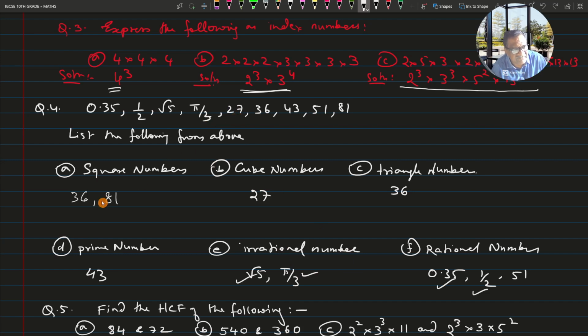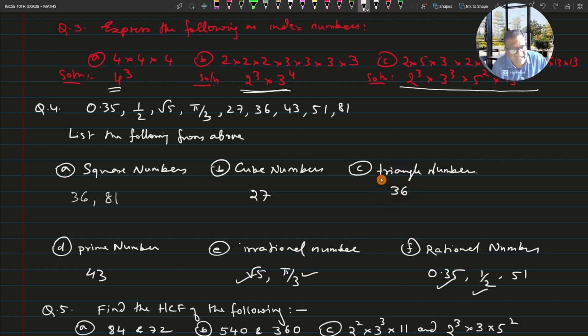27. I cannot put it in square number because 27 is not the square of anything. Cube number, yes, I can put 27 in cube number because 27 is the cube of 3. 3 into 3 into 3 is 27, right? 36, I can put it in the square number category and also in the triangle number category. But if I put 36 in the square number category, then the triangle number category will remain vacant because you have only one number which is a triangle number.